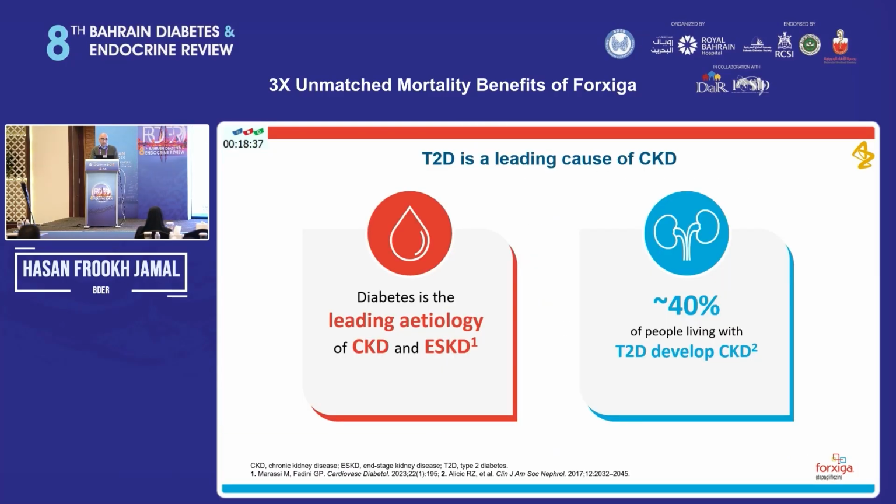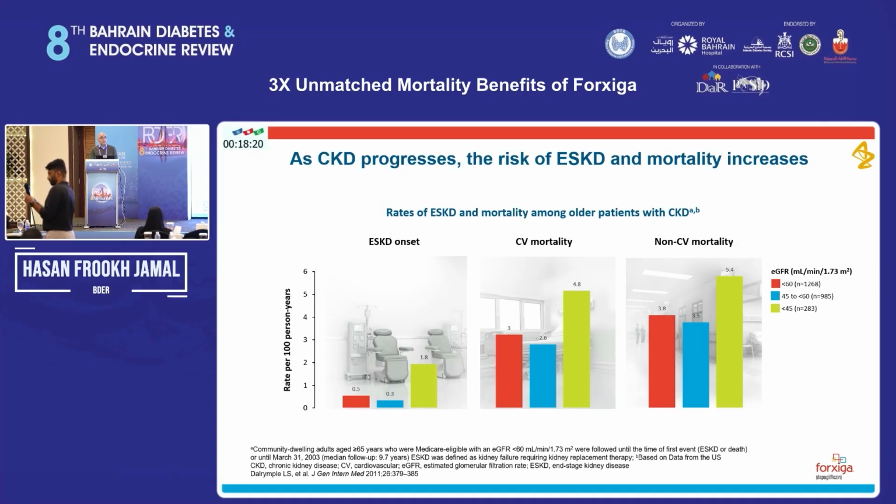To start with, as everybody knows, diabetes is the leading etiology of CKD and end-stage kidney disease, and it's estimated that about 40% of patients with type 2 diabetes develop CKD in their lifetime. CKD is a progressive disease, and the risk of end-stage kidney disease and mortality increases as the estimated GFR decreases. As you can see here, when the GFR is below 45, the risk is very high, especially in patients with older age.